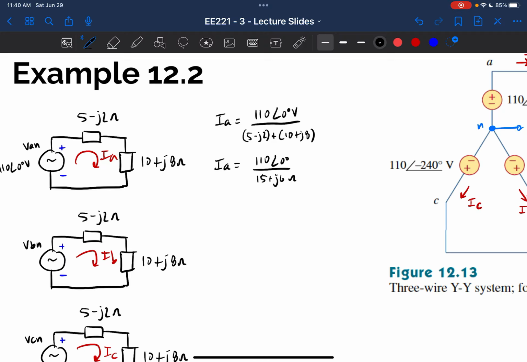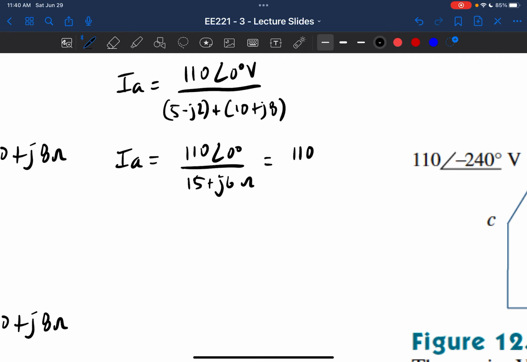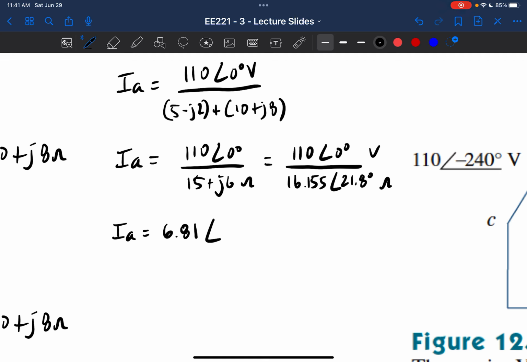I get that this is equal to 110 angle 0 divided by 16.155 angle 21.8. This is volts, this is ohms, and so if I want to get IA, I divide 110 by 16.155, and I get 6.81. And for my phase, of course, I'm going to subtract 21.8 from 0, and I get negative 21.8 degrees, in amps, and that is IA.